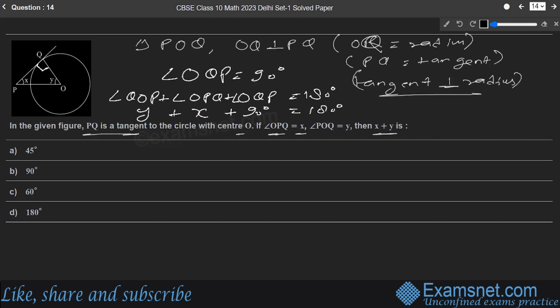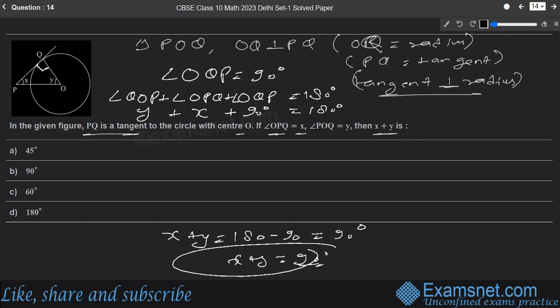So what will be the value of X plus Y? So X plus Y can be written as 180 minus 90, that is nothing but 90 degree. So X plus Y value is 90 degree. So that becomes the right answer, which is available in option number B.